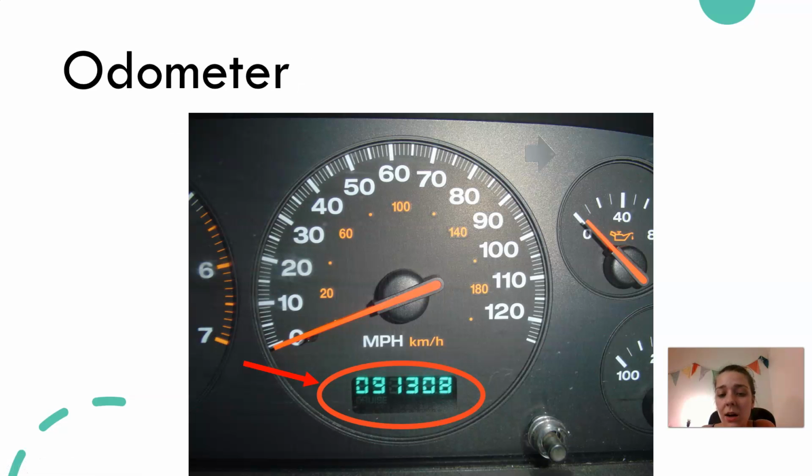Odometer. An odometer tells you how many miles you have driven. So this car has gone 91,308 miles since it was made. It's the total miles on the car.